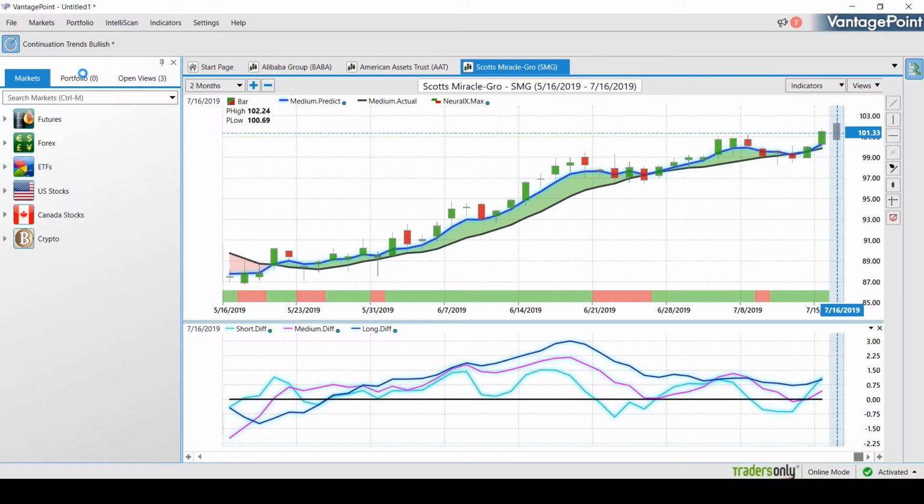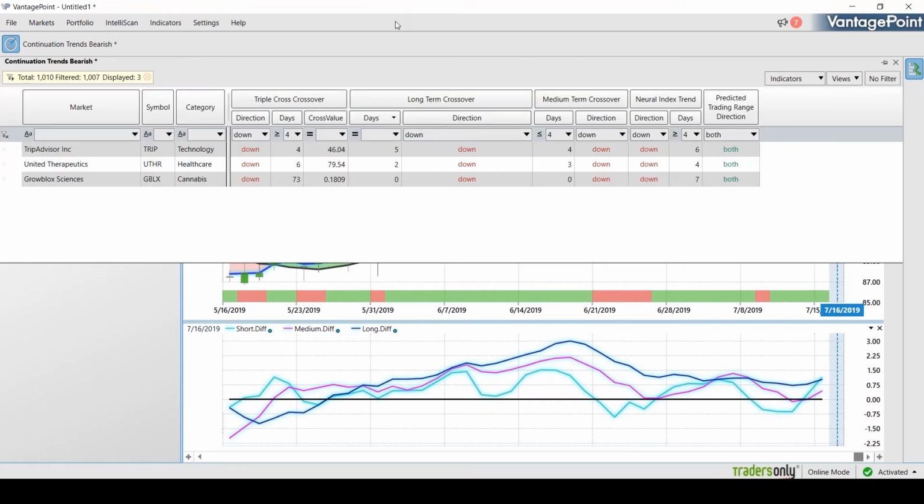We'll give that a few seconds to load. Perfect. And here we are. So very similar, guys. Triple crossover. We've got filtered down. We've got the category in here, of course.